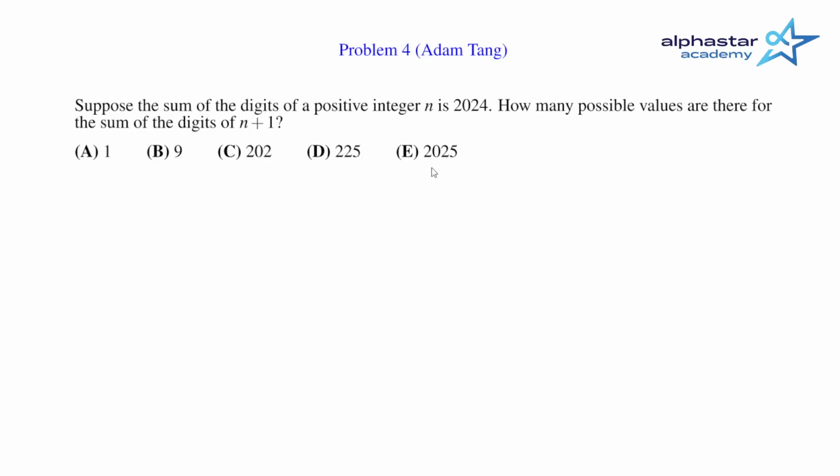Here's problem 4, written by me. This one's a number theory problem again. Suppose the sum of the digits of a positive integer n is 2024. How many possible values are there for the sum of digits of n plus 1?